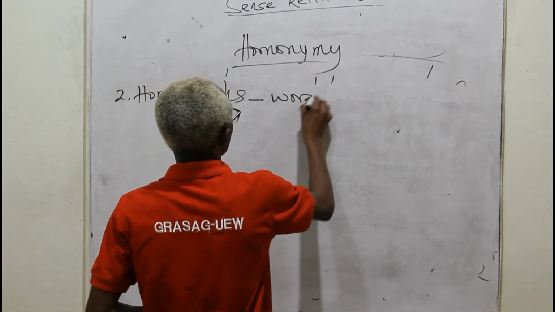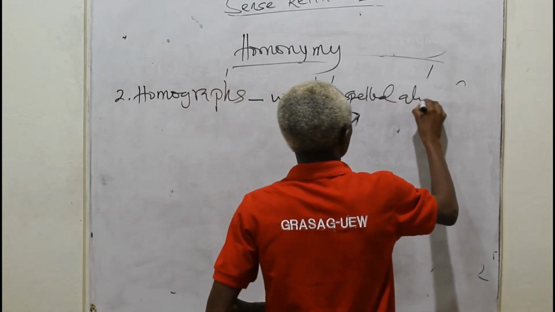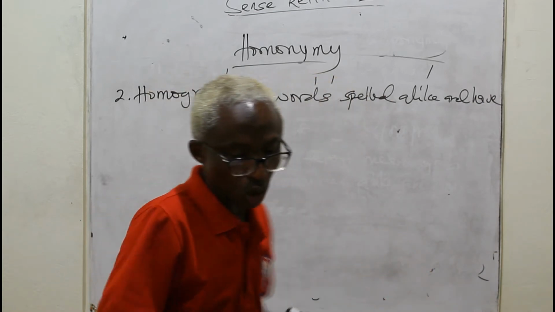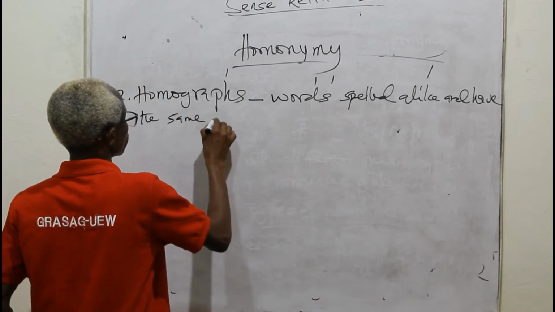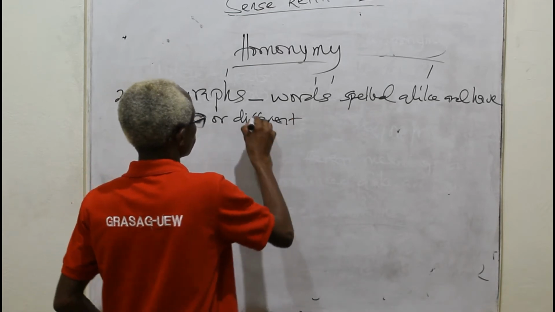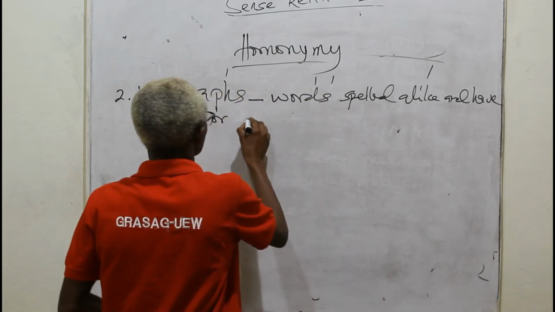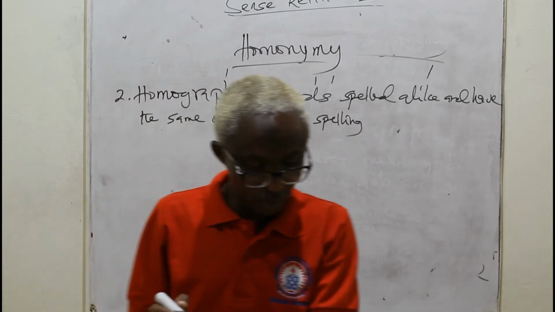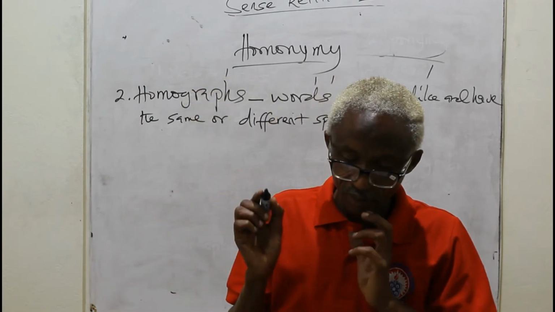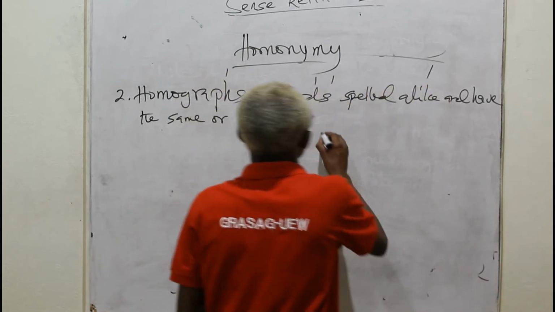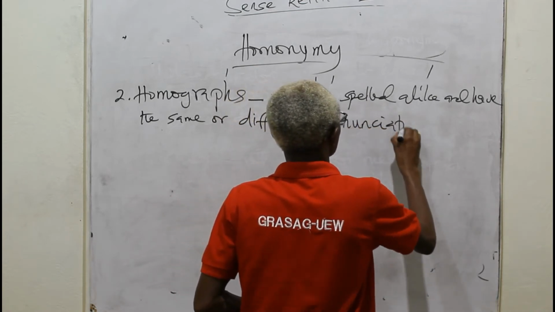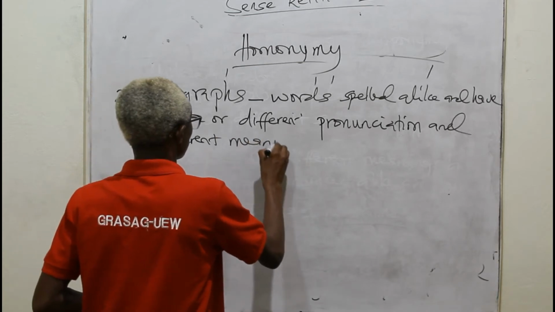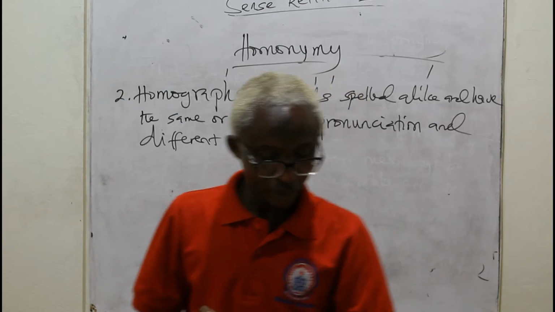They are words spelled alike, and they have the same or different pronunciation and different meaning. We call them homographs.